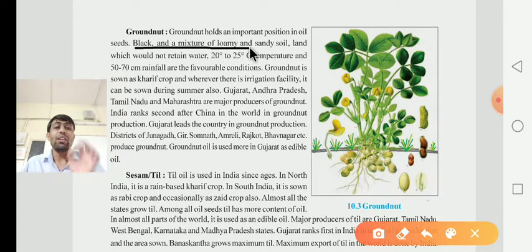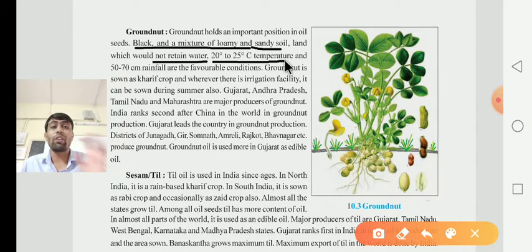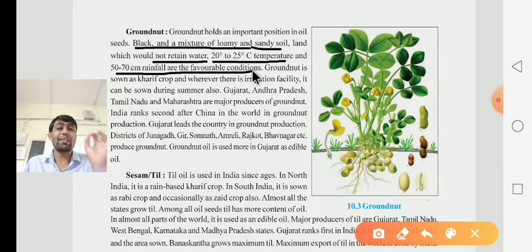It means it requires black soil and a mixture of loamy and sandy soil, land which does not retain the water, and it requires 20 to 25 degrees temperature. Groundnut requires 20 to 25 degrees Celsius temperature, and 50 to 70 centimeter annual rainfall is the favorable condition.